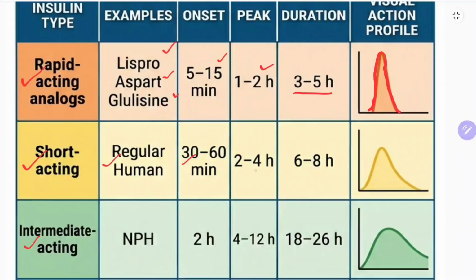Short acting insulins are somewhat late, like regular human insulin is a short acting insulin. Onset is 30 to 60 minutes, peak is 2 to 4 hours, and duration is 6 to 8 hours. So the curve will be something like this. It is not peaked like this, it will be acting somewhat longer.